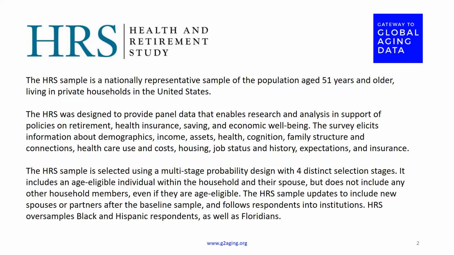In selecting their sample, the HRS used a multi-stage probability design with 4 selection stages. The sample includes a single age-eligible individual within the selected household and their spouse or partner, regardless of age. But it does not include other age-eligible household members, as some other studies do. The HRS sample updates to include new spouses or partners after the baseline sample, and will follow respondents into institutions as time goes on. The HRS also oversamples 3 groups, specifically Black and Hispanic respondents and respondents living in Florida.